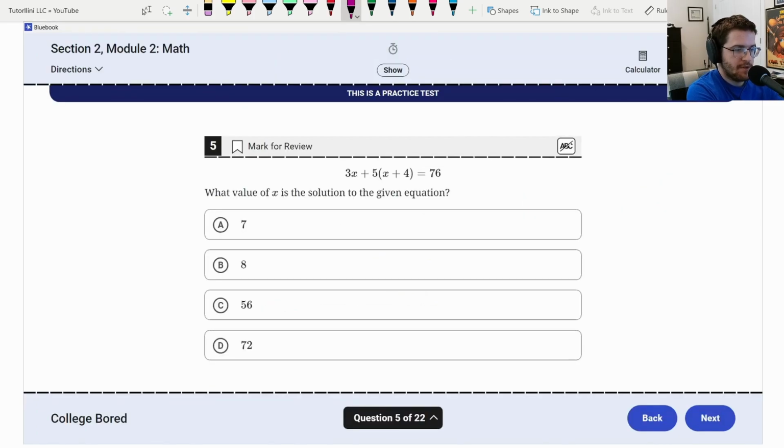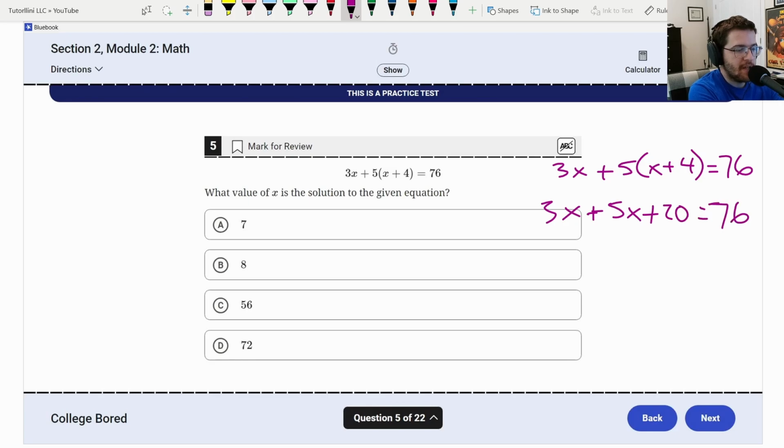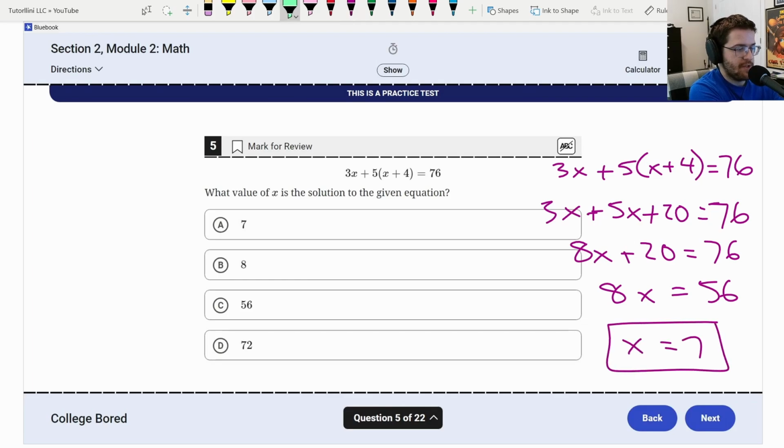Okay, question 5. So the first thing we're going to do is distribute that 5. So I get 3x, 5 times x is 5x, and then positive 5 times 4 is 20, so plus 20. Now before I do any algebra, I'm going to combine the like terms. So I get 3x plus 5x is 8x. And now I'm going to subtract 20 from both sides. I get 8x equals 56. And now I'm going to divide both sides by 8, and I get x equals 7. Which gives us answer choice A.